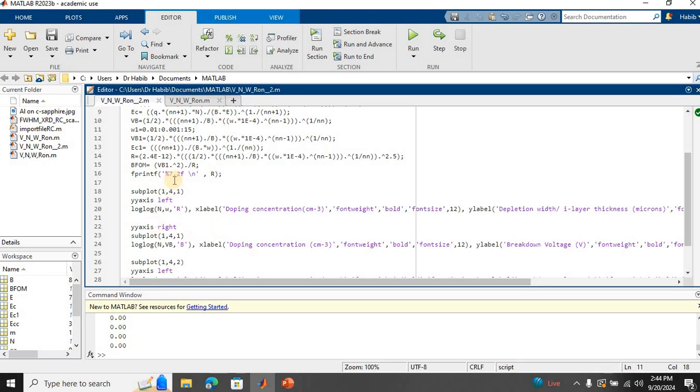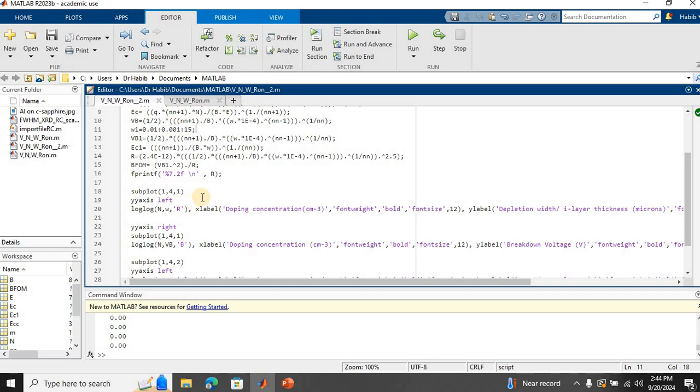Then using this equation, I'm calculating the Baliga's figure of merit, which is a key parameter for evaluating the performance of power devices. It is defined as the square of the breakdown voltage divided by the on resistance, indicating a trade-off between the breakdown voltage and the conduction losses. And then after that, using the print command, this line over here prints the calculated values of the on resistance to the MATLAB command window, formatted to 2 decimal places.